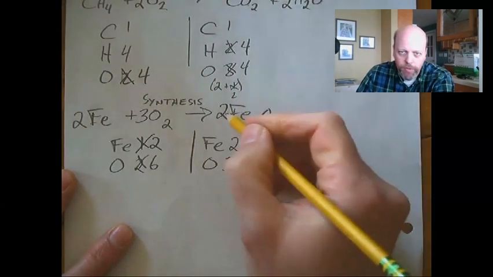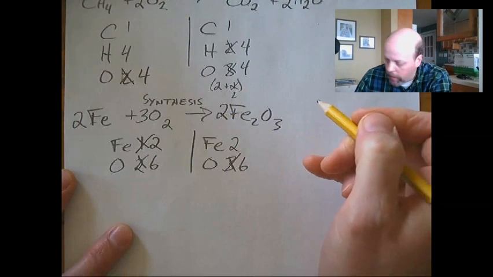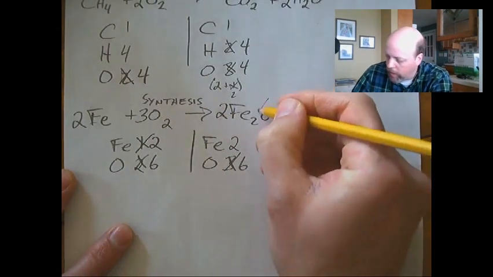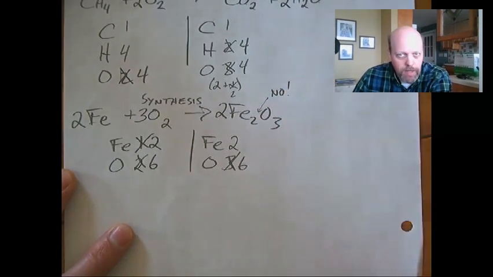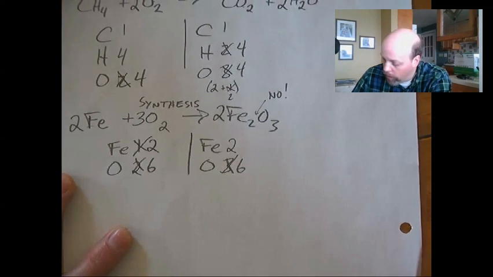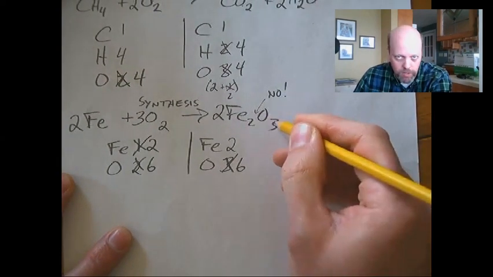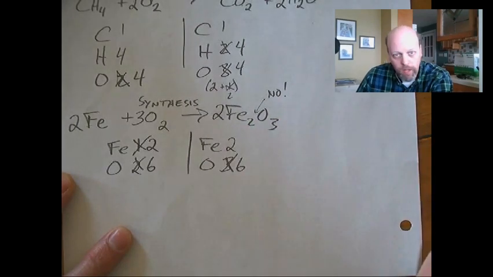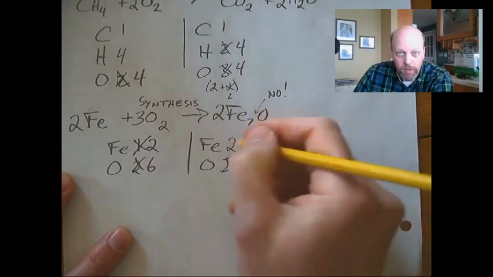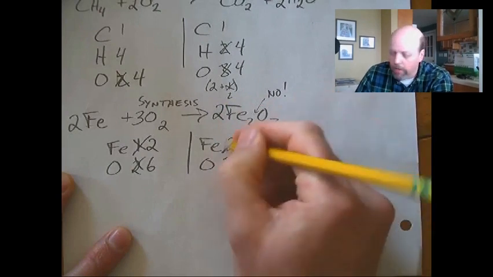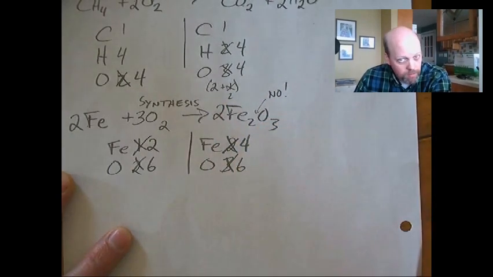When I multiply the whole thing by 2, because I have to, I can't stick the 2 in the middle, right? Again, don't stick anything in the middle of a formula or be tempted to change a subscript. Changing one of these changes what the compound is. Okay, so you can't do that. But since I had to put it in front, it does change both the iron and the oxygen. You may be reluctant to do that.